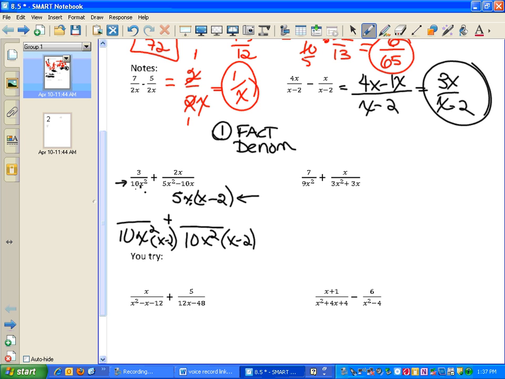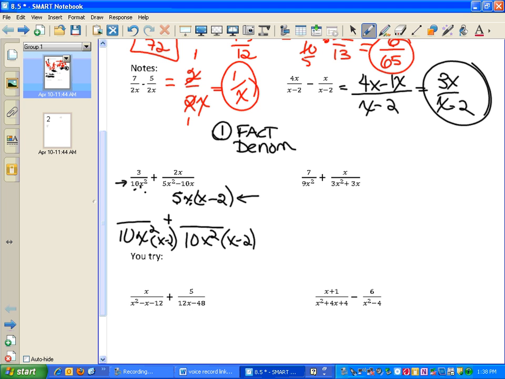I'm looking at my denominators. This is 10x squared. This is 5x times x minus 2. Okay? Can you just bring x minus 2 over? Well, hold on. I'm not done yet. Okay? I'm just identifying what my denominators have to be. I need a 10 in both of the denominators. I need an x squared in both. And I need an x minus 2. I'm not just doing it. Let me finish. And I think I'll answer your question. I'm not just placing it in the denominator.